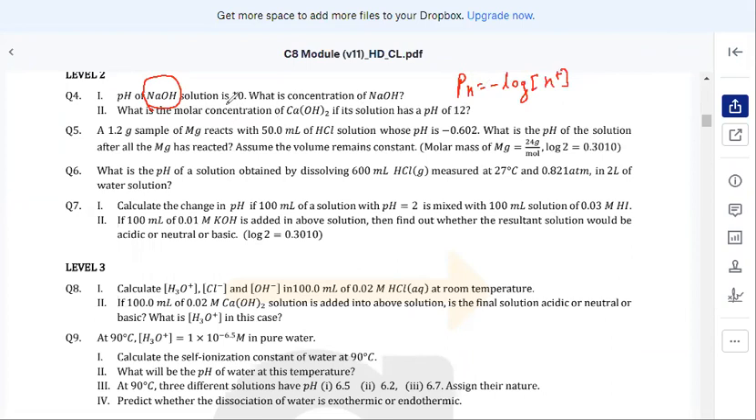Now, pH of the solution is 10, so this is equal to 10. If this is equal to 10, what is the concentration of H plus? It is 10 to the power minus 10. This is the basic definition of log: if log a base b is equal to c, then a is equal to b to the power c. And since we have a negative, the negative goes to this side.